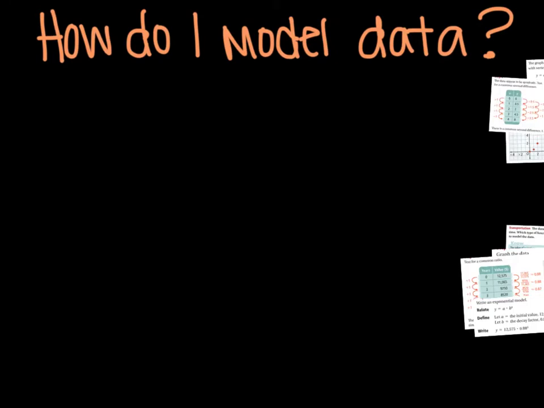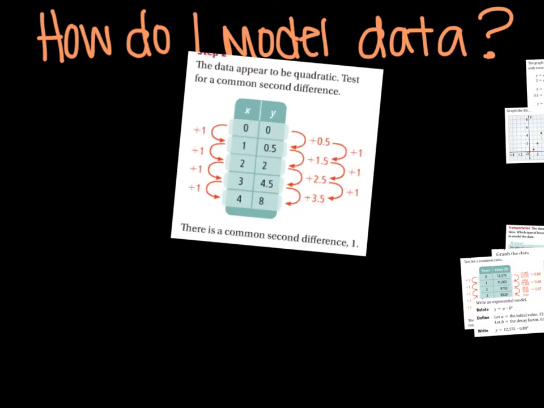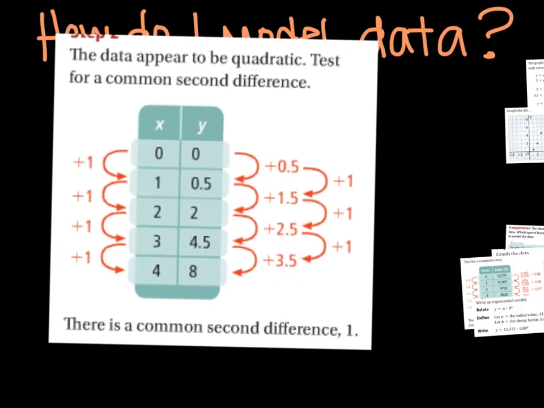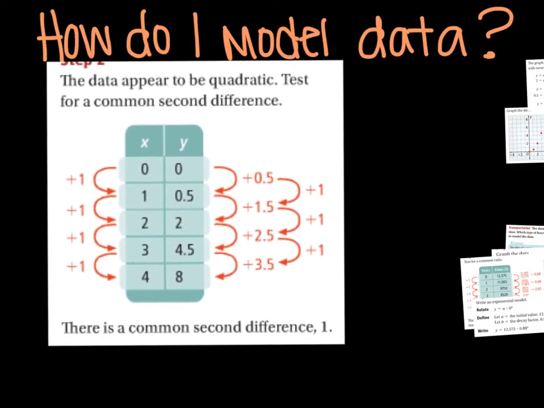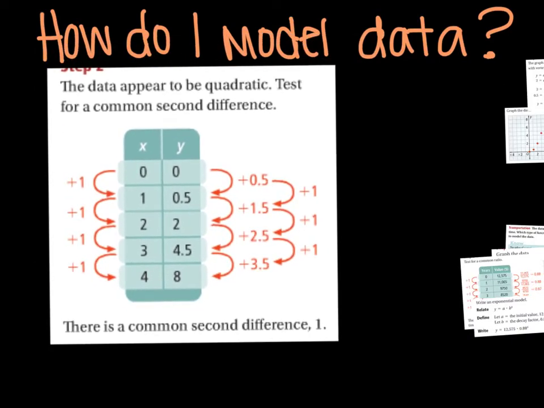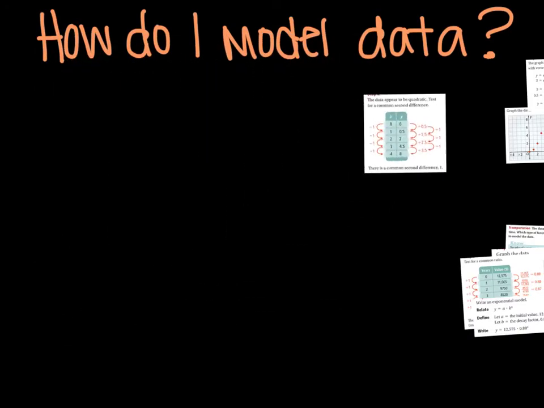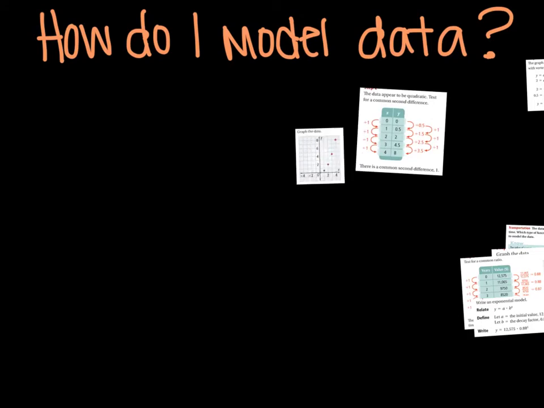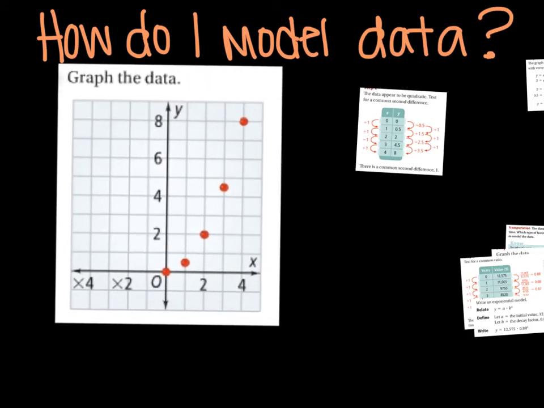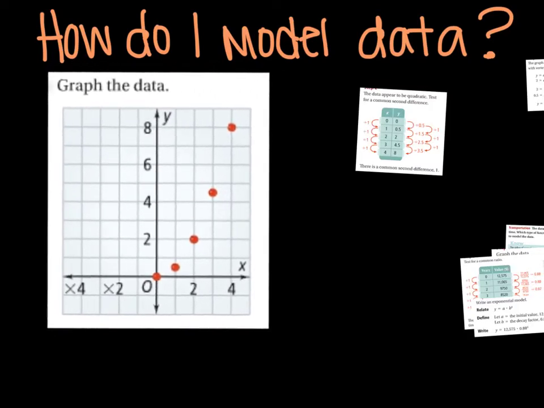The next question is, how do I model data? And this is the most important piece. When you are given a table, something that looks like this, ignore the red writing for now, but when you have a table here, the first thing you'll want to do is graph the data. The reason for that is with graphing you can kind of see what's happening. So if we graph the data points in that table, you're going to get something that looks like this.